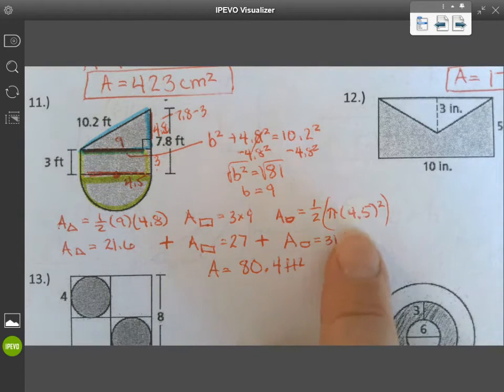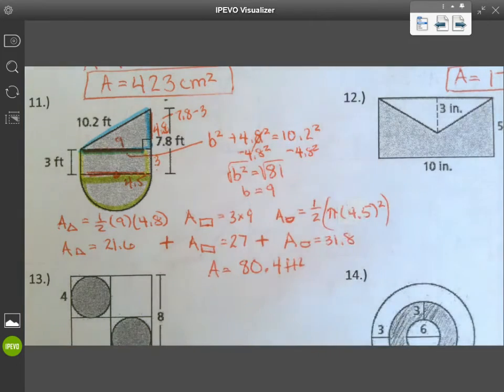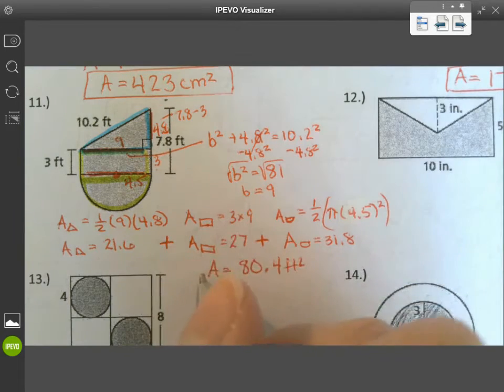Oh, did you not take, you have to take half of the circle. I don't think you did that. Does that make sense? Okay. Because if I had 31.8 and you had 63, I think that's why. Good catch. See, it's a good thing we looked at that.